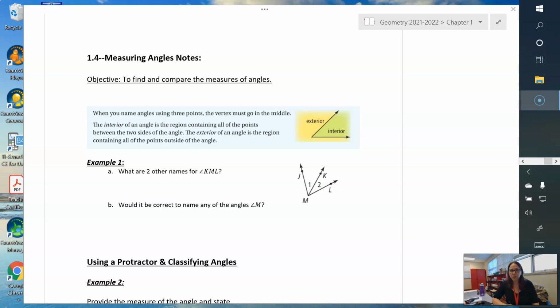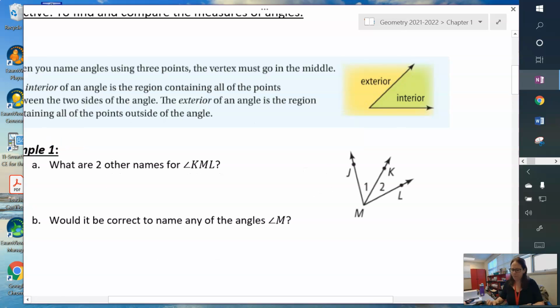Hi everyone, this is Mrs. Snook with section 1.4, Measuring Angles. In today's lesson, we're going to find and compare the measures of angles. We're also going to name angles. First up, what is an angle?